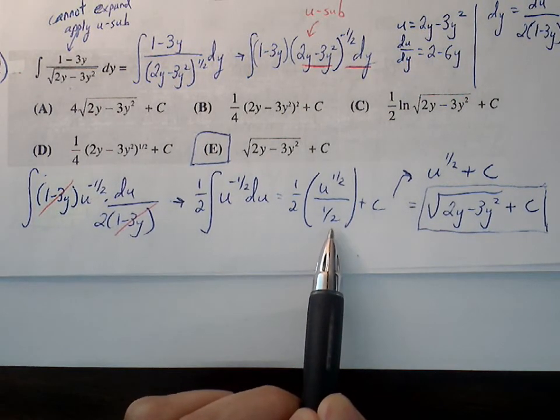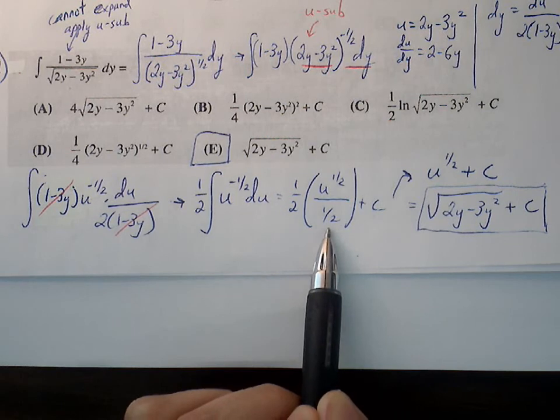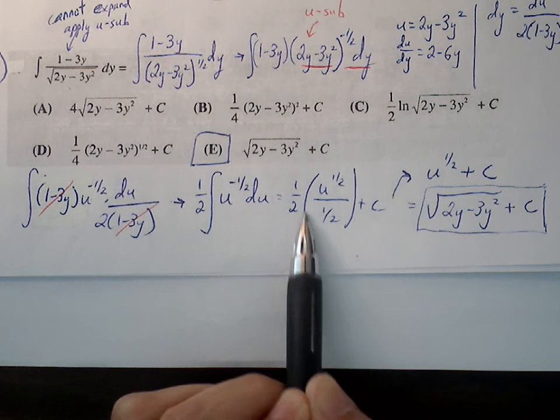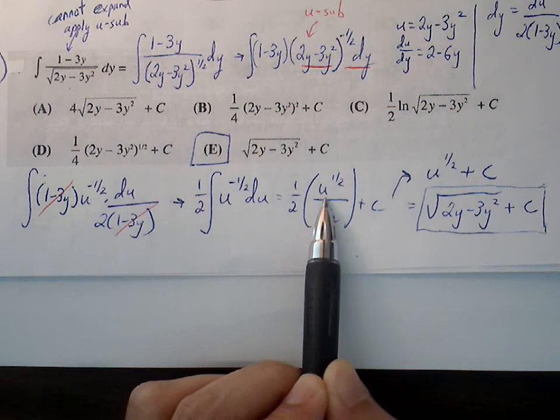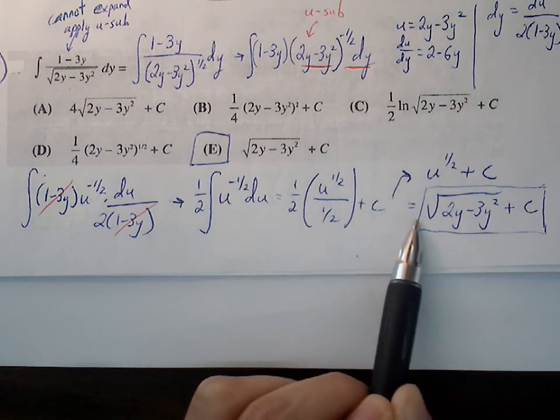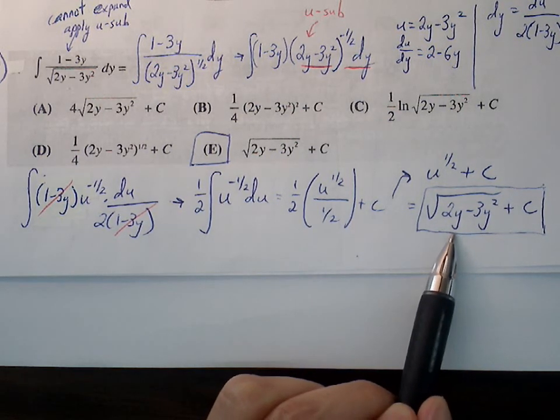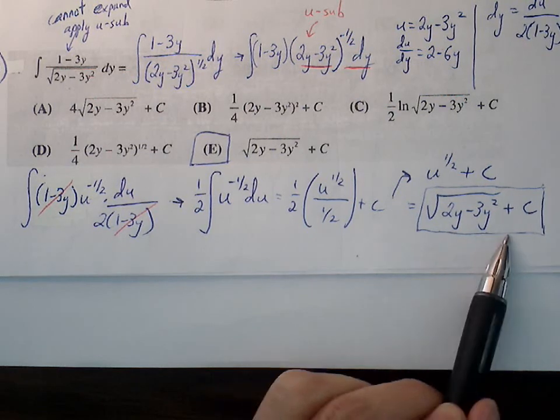We just want to be able to get this in terms of our original variable. So I'm going to clean this up here, flip that 1/2 up as 2 over 1, cleans that up, replace the u back in terms of our original variable, which was y. And answer choice E.